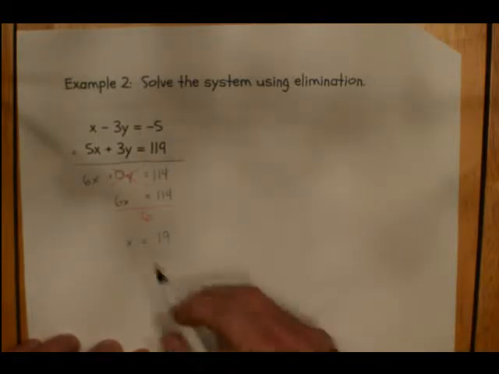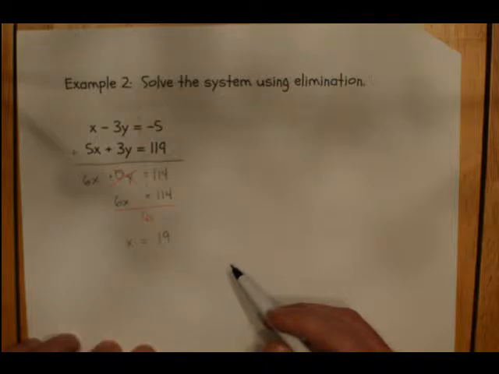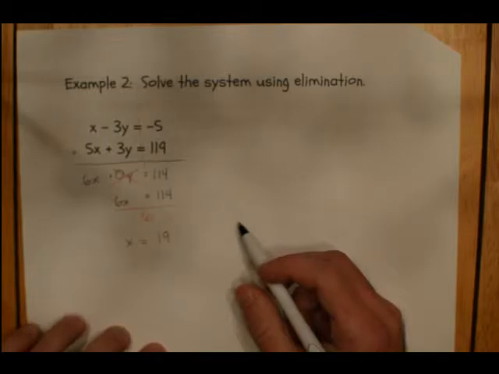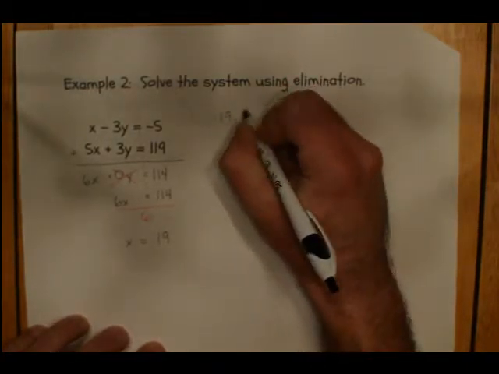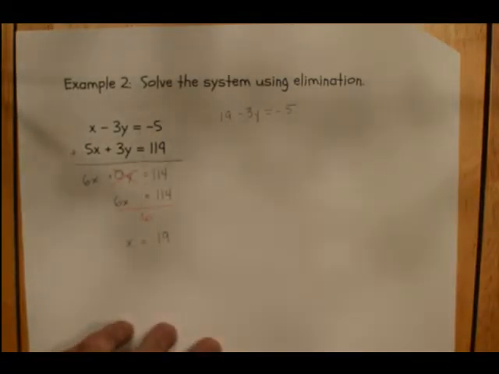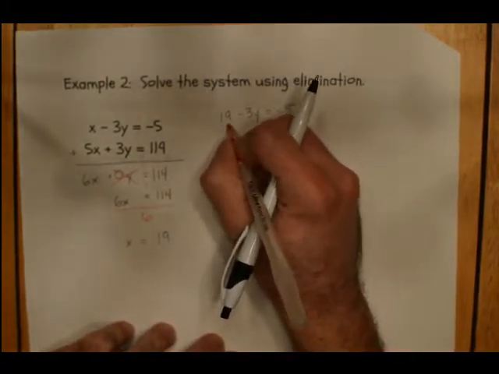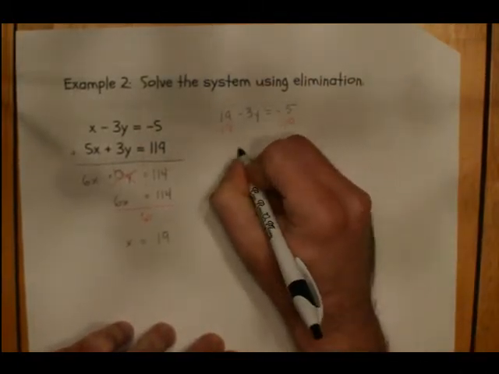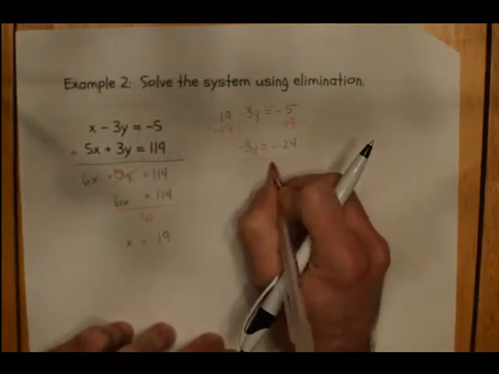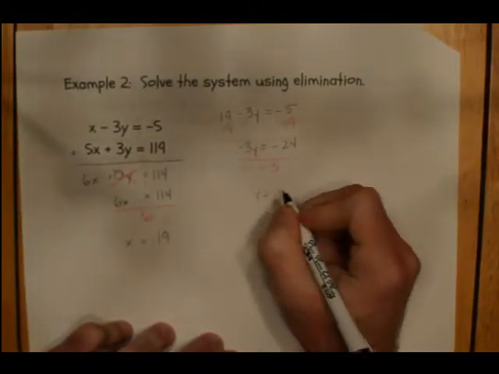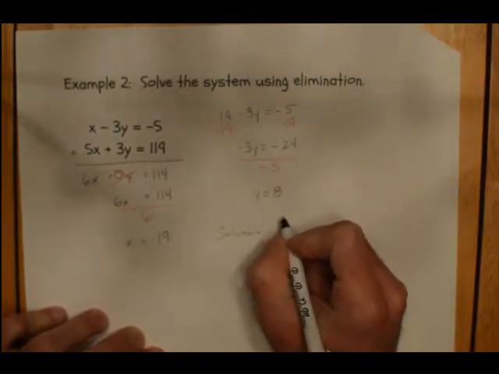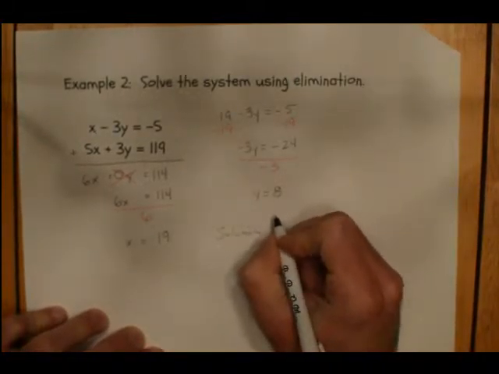Now that we know what x is, we need to take that value, substitute it into one of these equations, and solve it for y. So I'm just going to go back to that first equation and use that. So x is 19, minus 3y is equal to negative 5. So now we're just solving this equation for y. I'm going to subtract 19 from each side. So negative 3y is equal to negative 24. Divide both sides by negative 3, and y is equal to 8. So it looks like we have a solution here that is 19 for x and 8 for y.